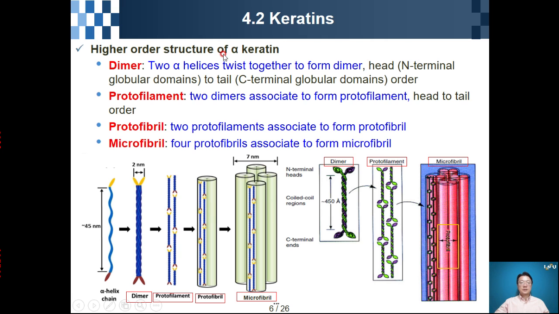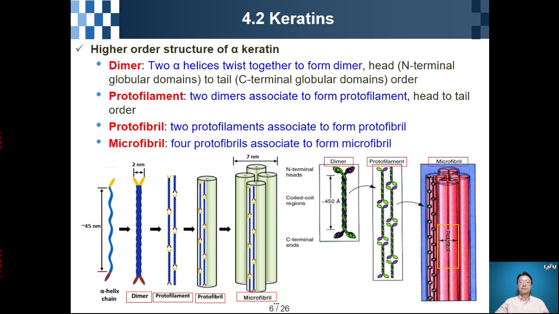So the simplest one, starting from the alpha helix, after that it will make the two forms dimer. Two dimers associate to form protofilament. So both of them are in head to tail order. Two protofilaments associate to form protofibrils. After that, four protofibrils associate to form microfibrils.